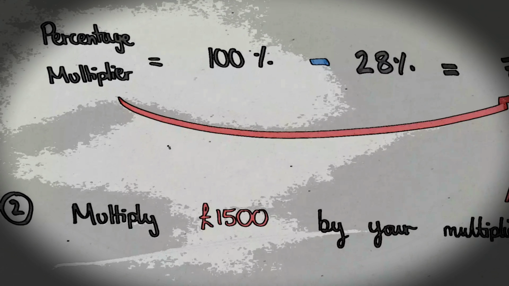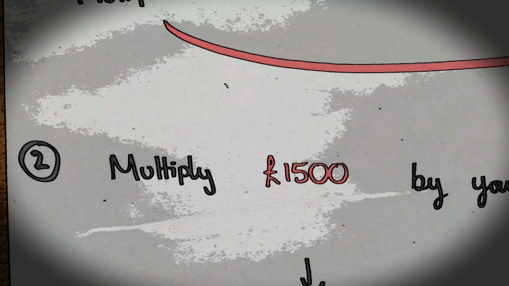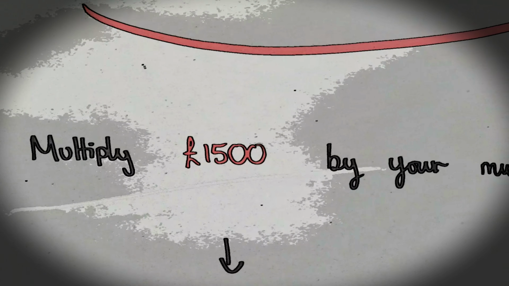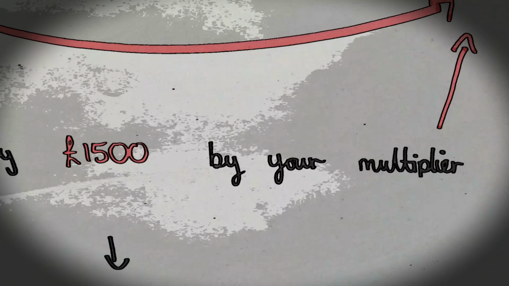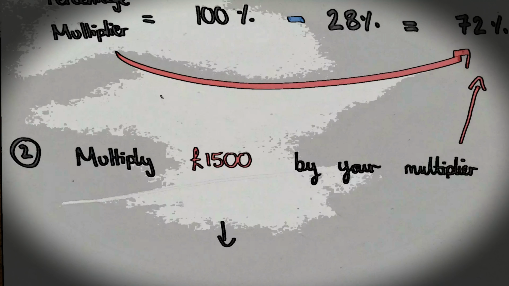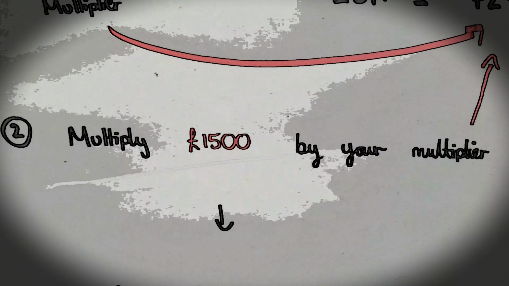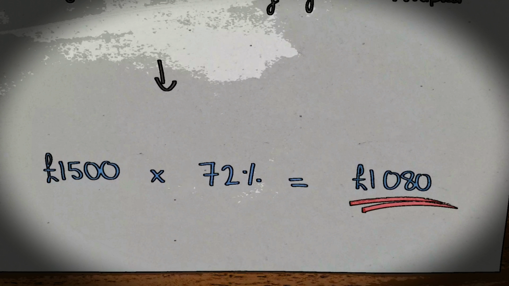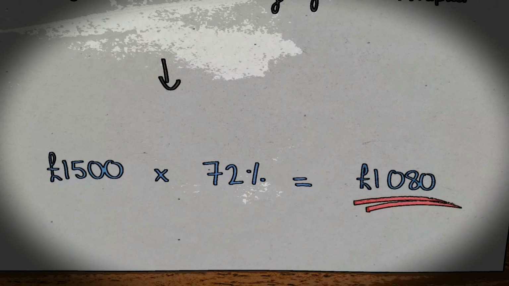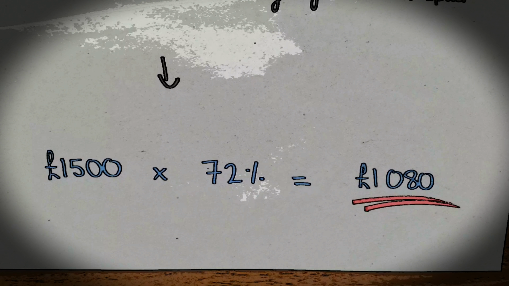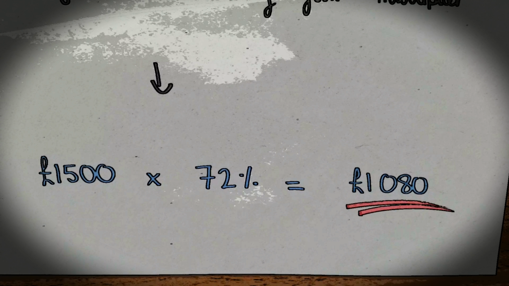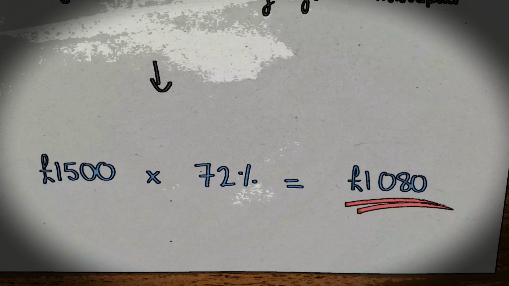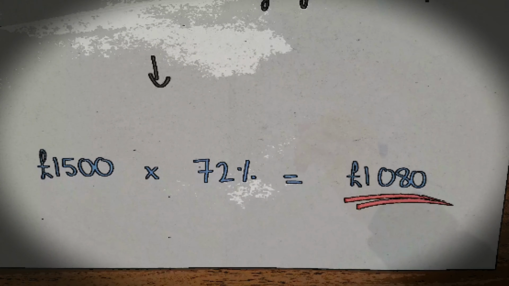The next thing we do is multiply our starting amount by our percentage multiplier. So we do 1,500 times 72%. We get the answer of 1,080. £1,500 decreased by 28% is equal to £1,080.